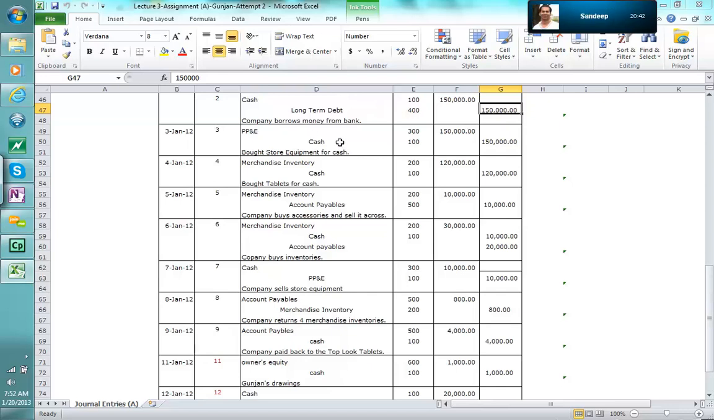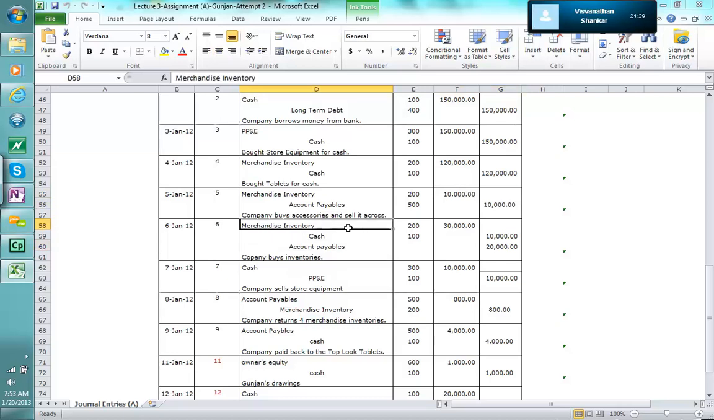When you buy PP&E and use cash, one asset goes up, that is PP&E, and cash, another asset, goes down. Similarly for merchandise, if you look at the 4th January transaction, it is very similar to the previous one. The only difference is a different account: merchandise inventory is going up and cash is going down. Next, you are buying inventory on credit, so a liability is going up, which means credit, and the asset is going up, which means debit.